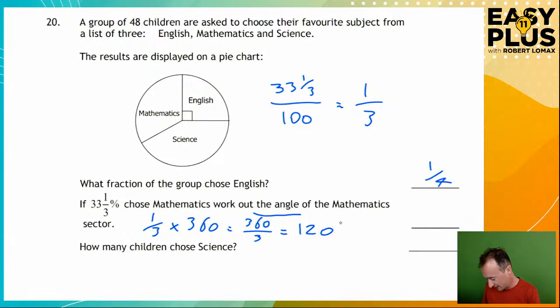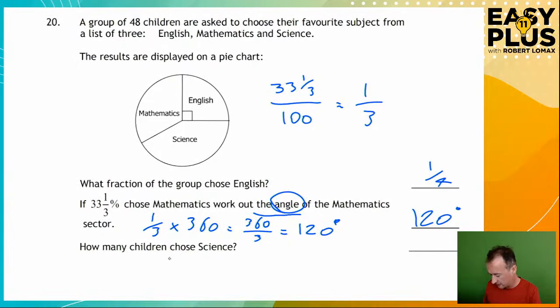Okay, so the angle is 120. So you have to remember that when you're talking about angles, the answer will virtually always, and at 11 plus always, be in degrees. Okay, so you need to remember the little symbol there, which should look a little neater than mine, to make this into 120 degrees.